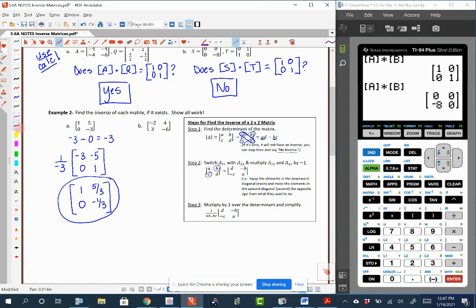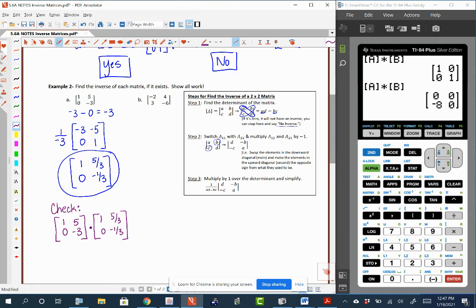So how do I know? Well, we can check, just like we did in example 1. I can take the original matrix, so 1, 5, and 0, negative 3, and I can multiply it to my new 1, 5/3, and 0, negative 1/3. If those two give me the identity matrix, then I know that I solved these correctly. If I don't, then something's gone wrong.